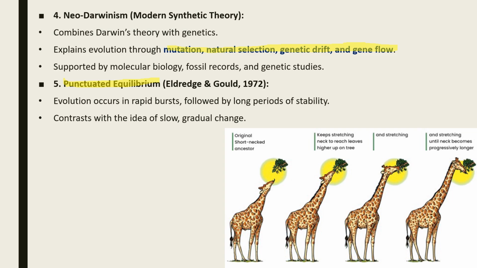As you can see here in this picture, the original short-necked ancestor keeps stretching its neck to reach leaves higher up on the trees, and keeps stretching until the neck becomes progressively longer. As you can see, in the first one the neck is shorter, and in the last one the neck is longer.